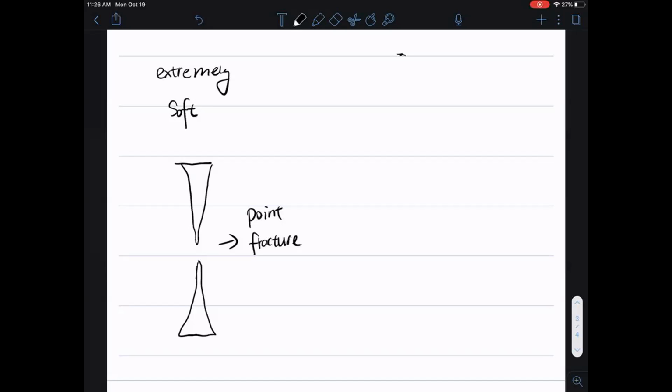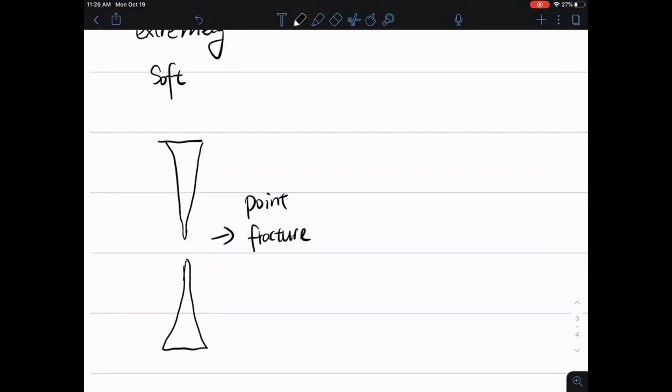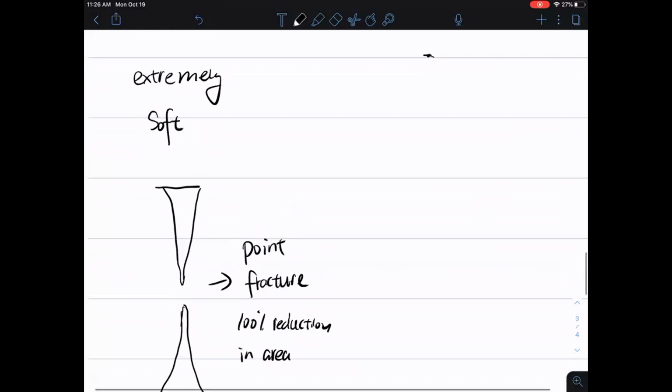But with our naked eyes, this is what we see. Everything just shrinks down to a point. So we have 100% reduction in the cross-sectional area. So this is extremely soft material under fracture.